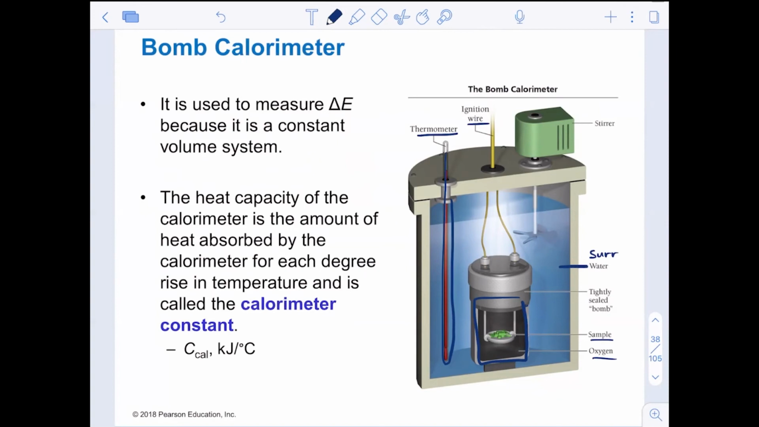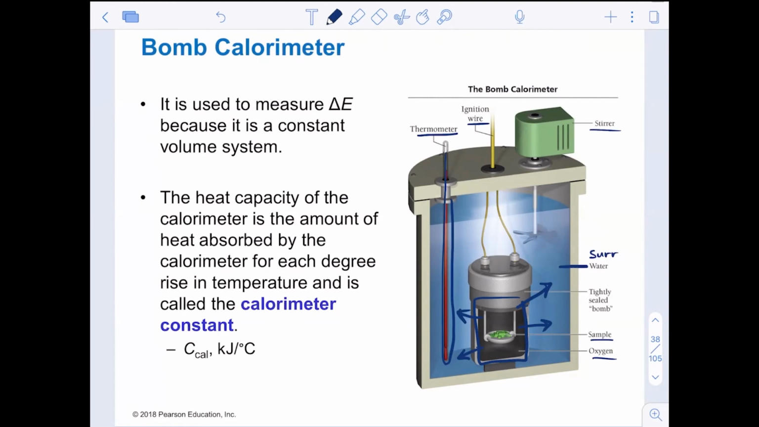We have that ignition wire to start the actual combustion reaction. And then heat is going to be exothermic out of that system, and that exchange of heat is going to be read by the thermometer of the surroundings. We have a stirrer to make sure that all the molecules of water are stirred thoroughly and the heat is evenly distributed so that we can read the temperature change appropriately.